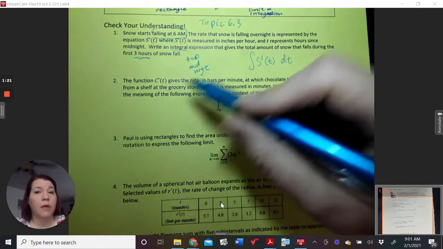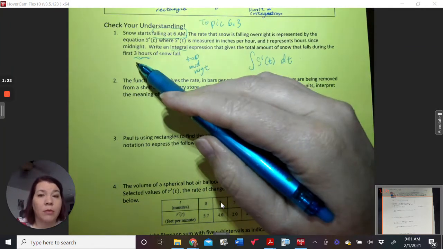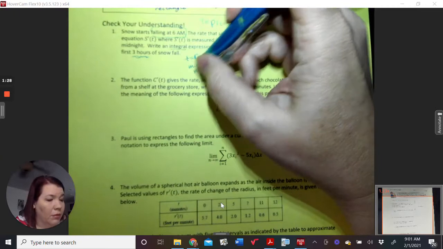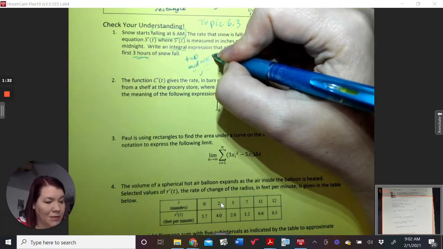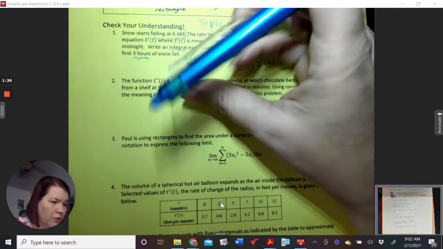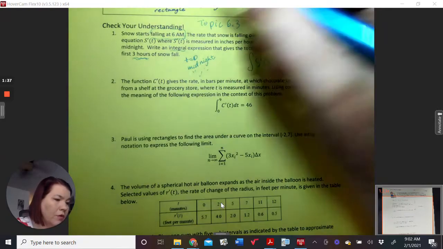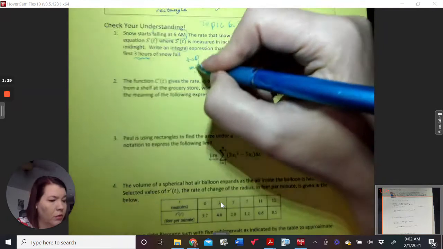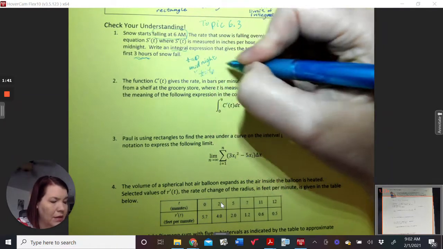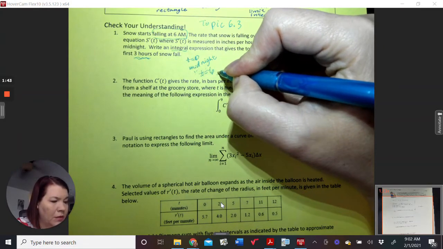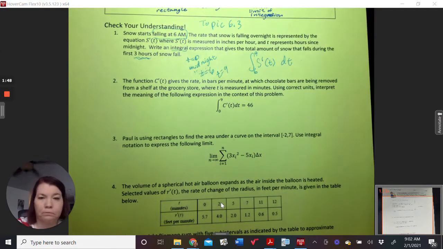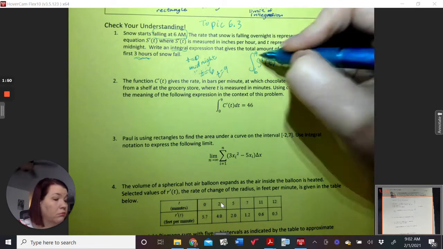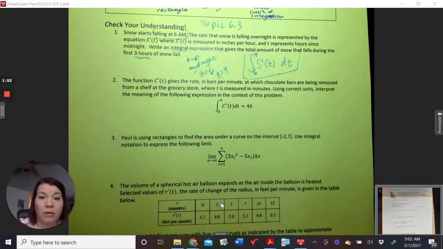So first 3 hours, we know they're 3 hours apart. 0 is midnight. It would really be cool if I could spell. So 0 is midnight. So snow starts falling at 6. So snow starts falling at t equals 6. And the first 3 hours of snowfall will be from t equals 6 to t equals 9. So 6 to 9. That's it. That's all I want. Hardest part, figuring out the endpoints.